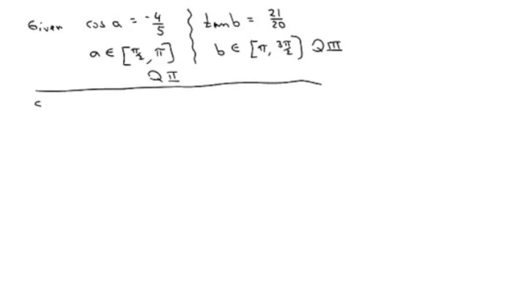What I want to find is sine of A minus B. It's impossible. No, it's not impossible, otherwise it wouldn't ask. So what can I do? What can I do with this information over here? That cosine of A is equal to negative 4/5, and I know it's in quadrant 2.